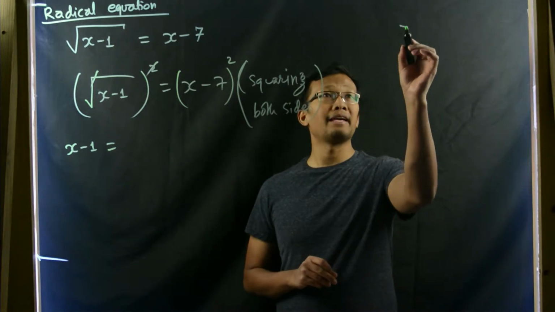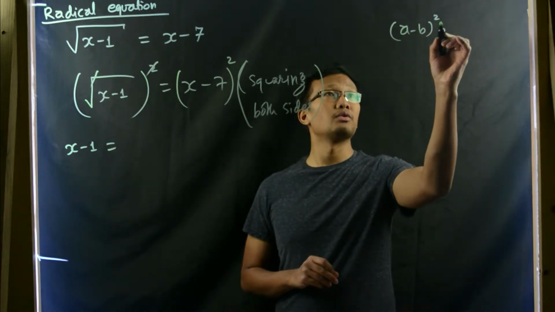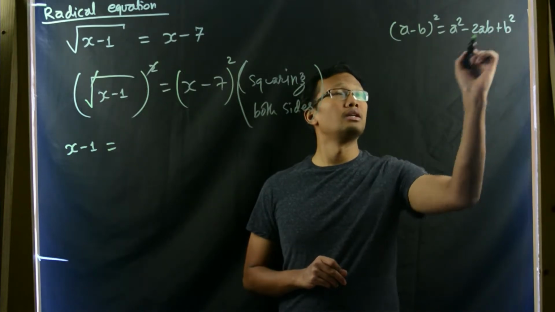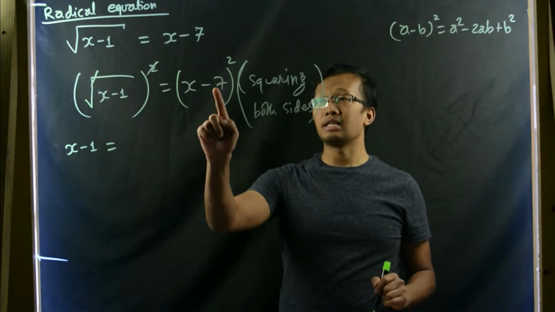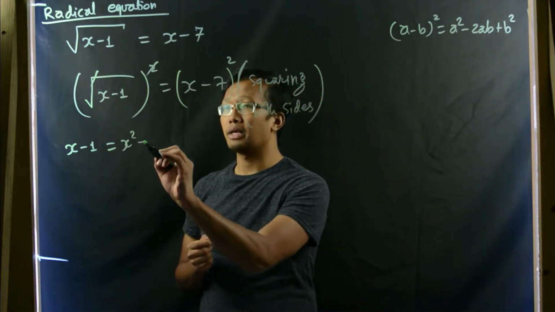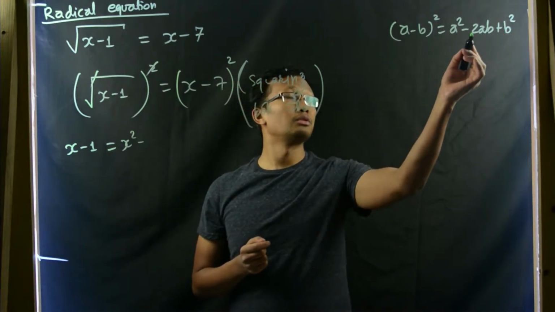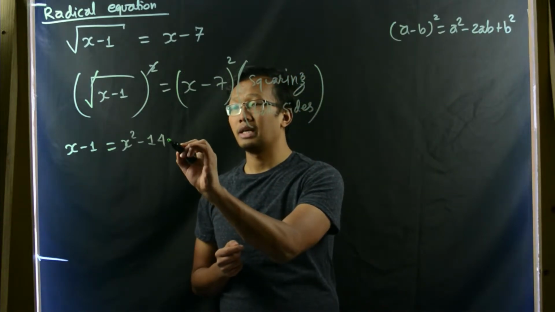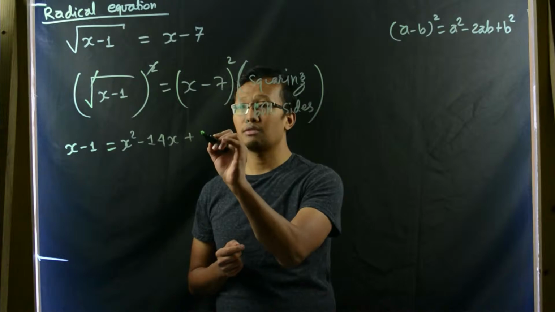Simply use the formula (a minus b) whole squared, which is a squared minus 2ab plus b squared. In this case a is x and 7 is b. So that would be x squared minus 2 times 7, which is 14, x, plus 7 squared, which is 49.